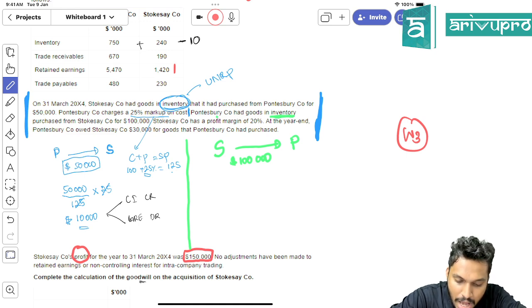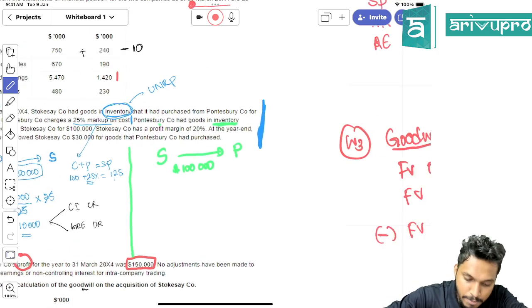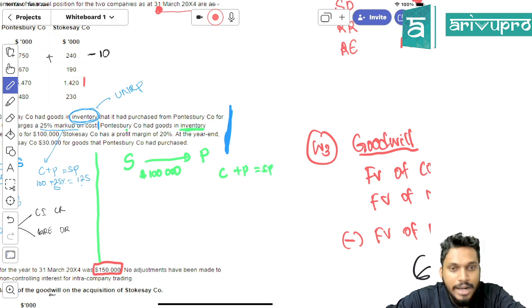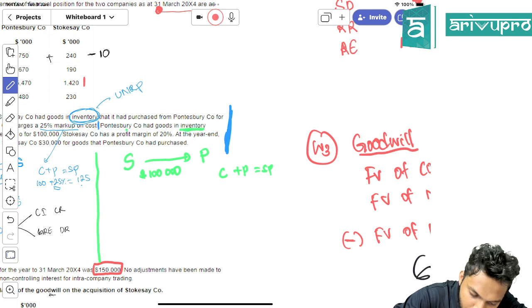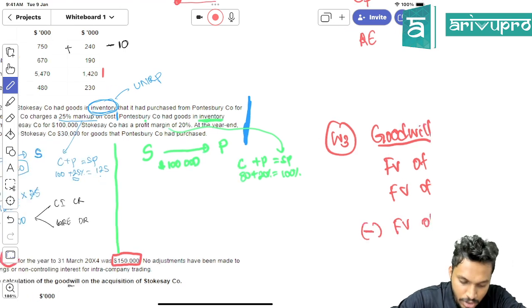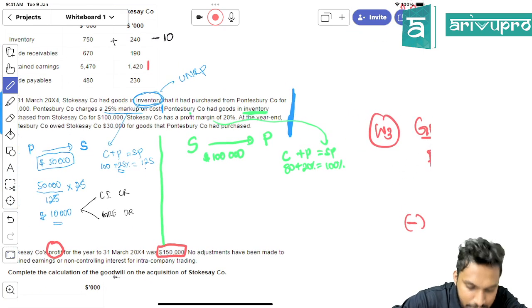So for a profit margin of 20%. So this time they are using profit margin. So cost plus profit is equal to selling price. So if they are using margin, it means your selling price is 100%. So your profit is 20%. So your cost is 80%. So this is my selling price. This 100,000 is my selling price.